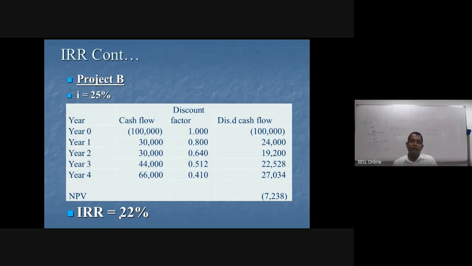22,000. When you are comparing the two projects, IRR of project A is 25, IRR of project B is 22. So project A's IRR is higher. That means we select project A as project A gives the highest IRR.